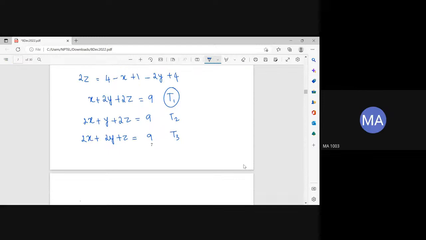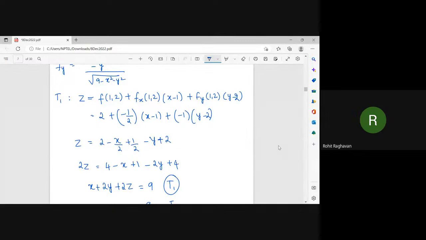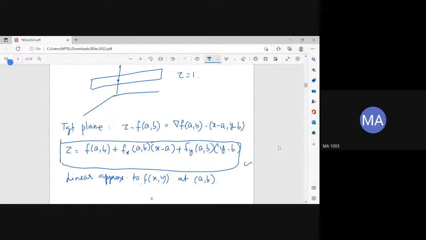And then, can you scroll up once? Here z was not given, right? So how did z come up? No, this is the equation of the tangent plane. T1, T2, T3 were given, so I used them. z was necessary to be used. This is the equation of the tangent plane, z is equal to f of a comma b plus... That z is the variable z. Yes, ma'am. z is basically f of x comma y. Okay.